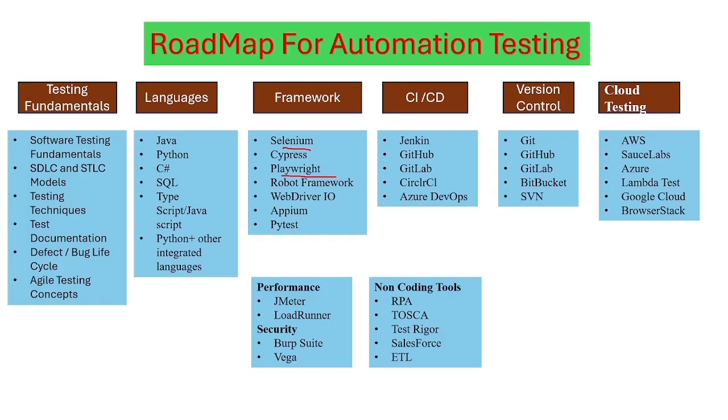Playwright can also be used with many different languages like JavaScript, TypeScript, Python, Java, .NET. With all these languages Playwright can be used. Next one is Robot Framework. Robot Framework is used for web testing, API testing, mobile testing, desktop testing, and mostly Robot Framework is used for ETL testing.